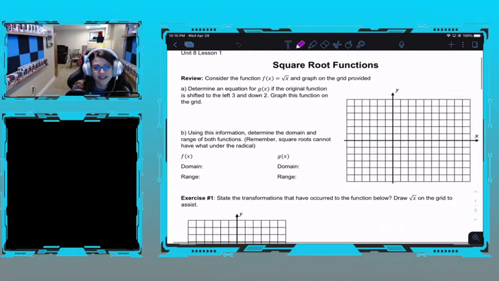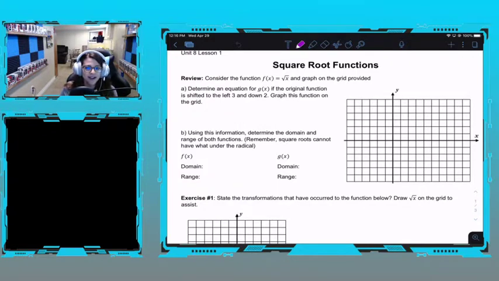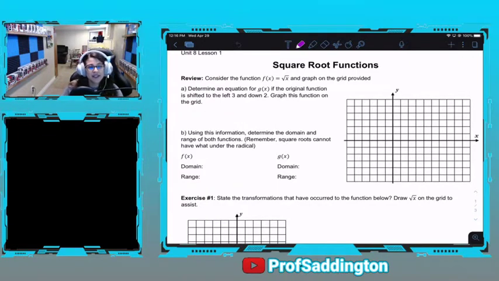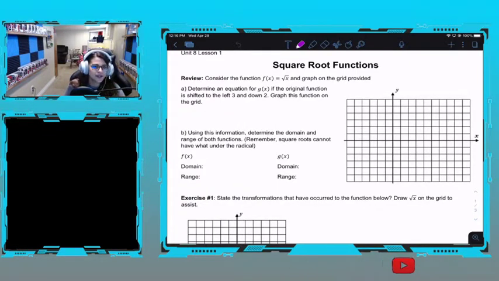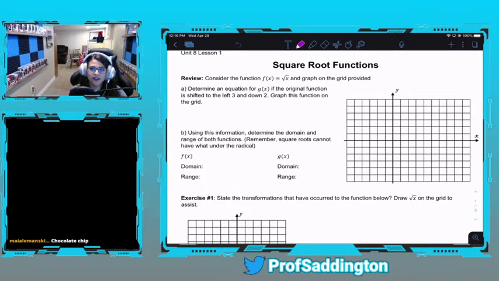All right, so this is Unit 8, Lesson 1, Square Root Functions. Your homework tonight, I was going to make it in Khan Academy, but I just wasn't a fan of how the questions were worded based on our notes. So your homework for tonight is going to be numbers 1 through 6 on the Unit 8 Homework 1 worksheet. It's in the Unit 8 folder in the Files tab of Teams.